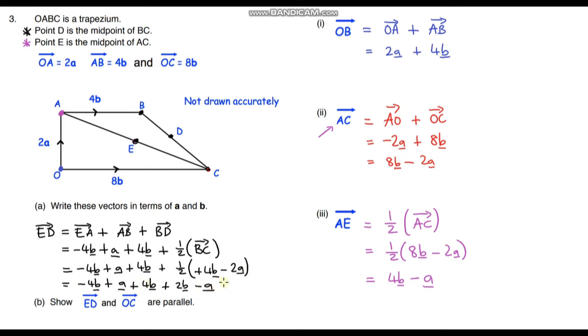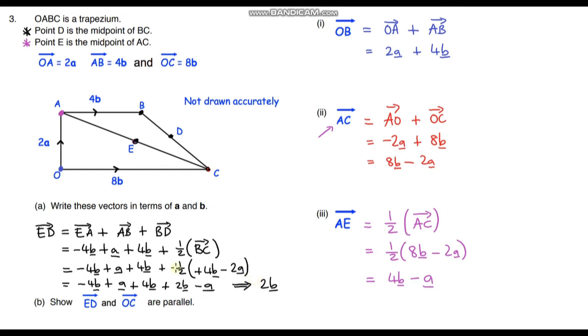So this is our vector. Now we're almost done, but we can simplify this. If we collect like terms, we've got A minus A, those two A's will just cancel out. And we've got negative 4B plus 4B, those terms will just cancel out. And all we're left with is 2B. So after all of that hard work, our vector ED, so this vector here, is simply 2B.